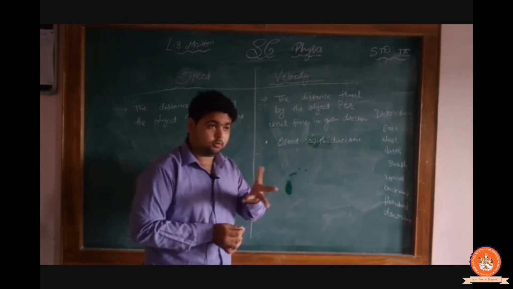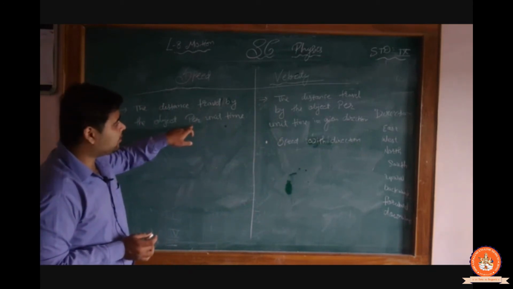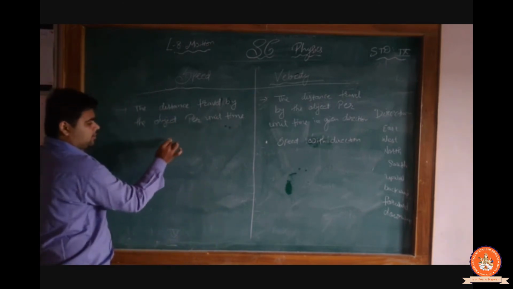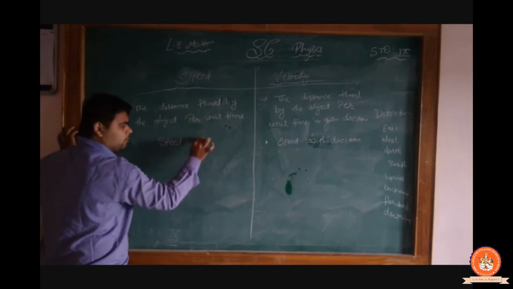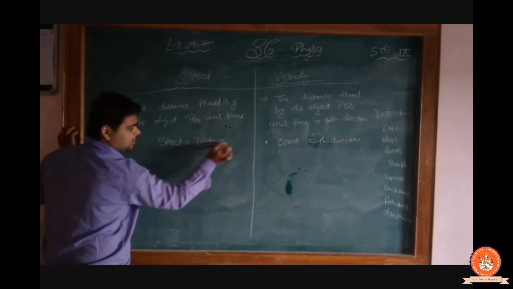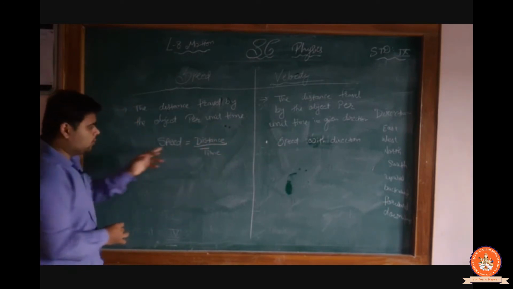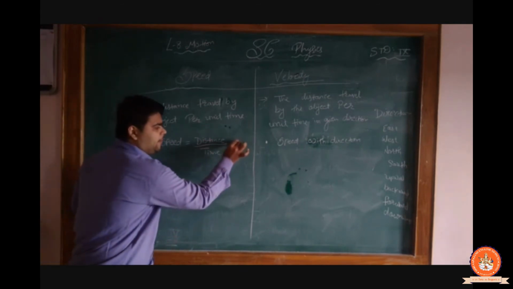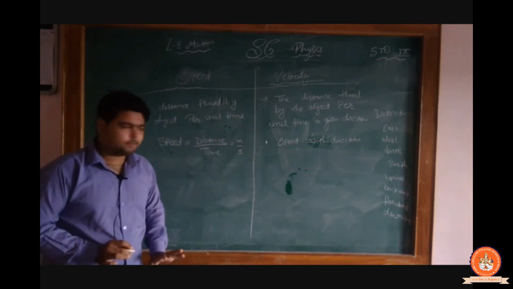Clear, bacha party? Now, from the definition, we find that distance traveled by the object per unit time. Okay, so speed equals distance divided by time. Clear? So from this we can find the SI unit also. What is the SI unit of distance? It's the meter. And what is the SI unit of time? The time is in seconds. Clear?